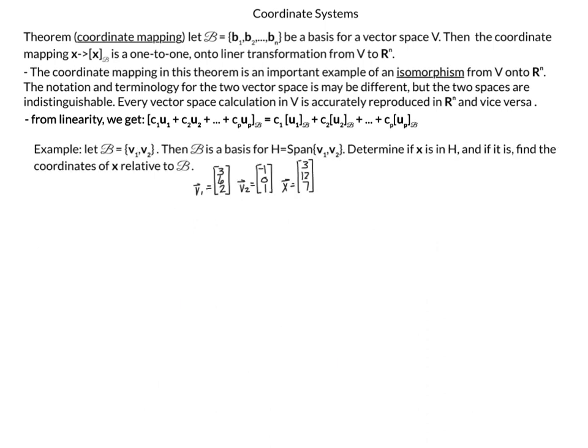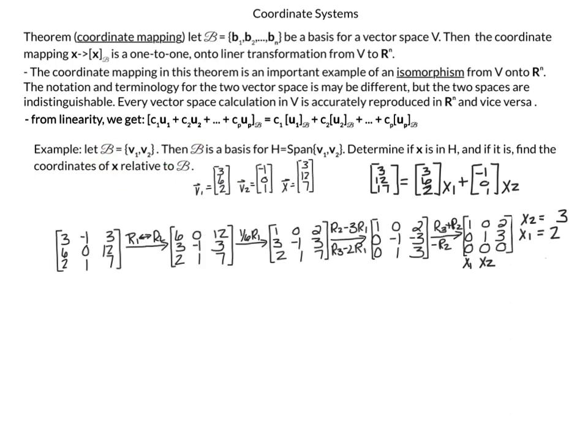This next question is: let beta be a basis for H, which is equal to the span of V1, V2, where V1 is equal to 3, 6, 2, and V2 is equal to negative 1, 0, 1. Determine if X, which is equal to 3, 12, 7, is in H, in other words, is X in the span of V1, V2, and if it is, find the coordinates of X relative to the basis.